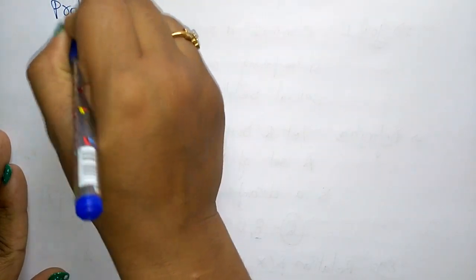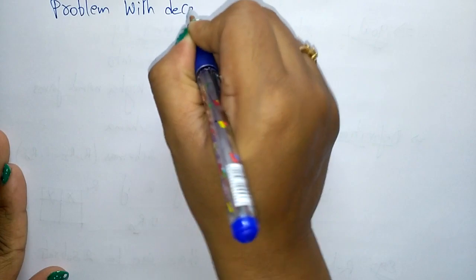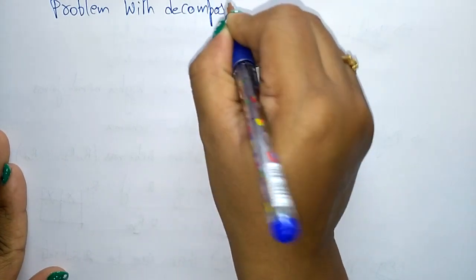So there is a problem with decomposition. Whatever we are doing, we are combining the two tables, then we are saying that we get the main table. Whenever you combine the new schemas, you will get the old schema. But when you are doing this, there is some problem. So what is that problem? Problem with decomposition.